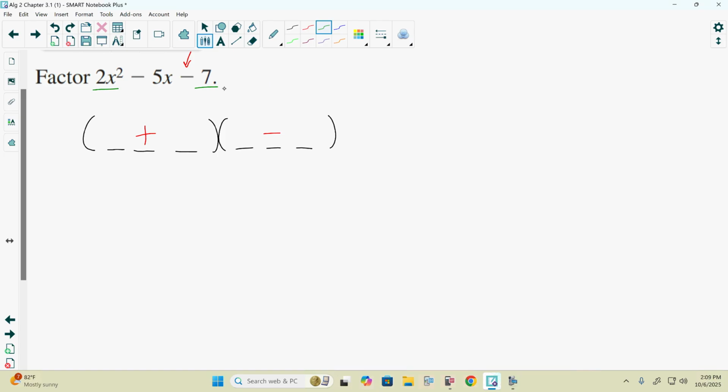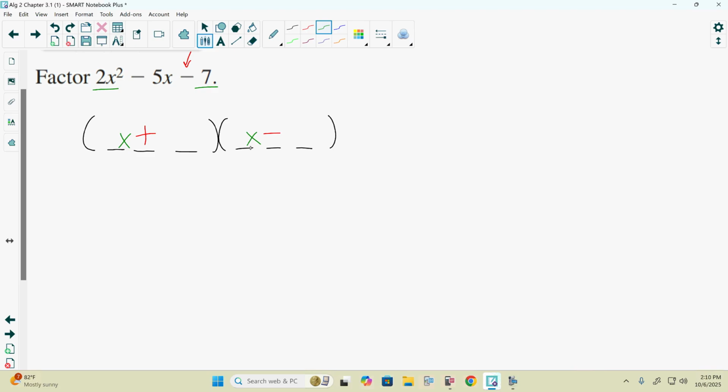Factors of the first and third term. Well, our first term is 2x squared, yes? Well, I know x squared has to be x and x. Now, if the x squared term had been in the third term, that means the x and x would go in the third spots of each set of parentheses. It just changes where it's located.